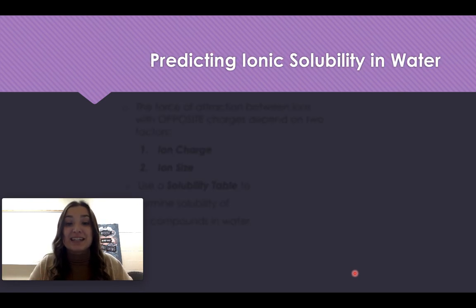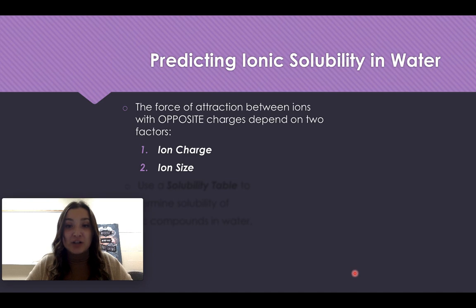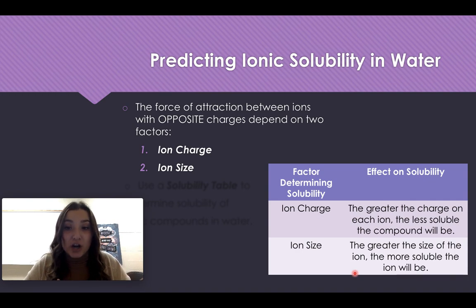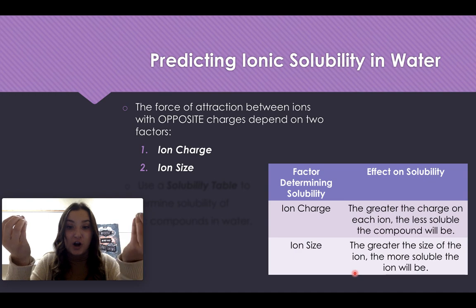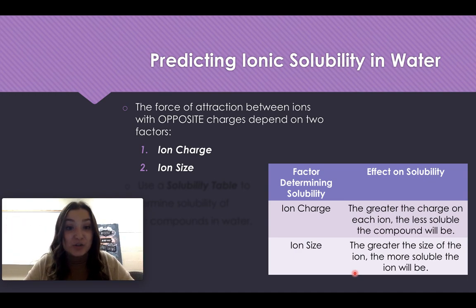So now we're going to talk about predicting ionic solubility in water. The first thing we're going to talk about is that the force of attraction between two ions with opposite charges depends on two factors: ion charge and ion size. If we look at ion charge, the greater the charge on each ion, the less soluble the compound will be. That means that an ion with a +2 charge is going to be less soluble than an ion with a +1 charge. Then we're going to look at our second factor, which is ion size. And that just says that the larger the size of the ion, the more soluble it will be.